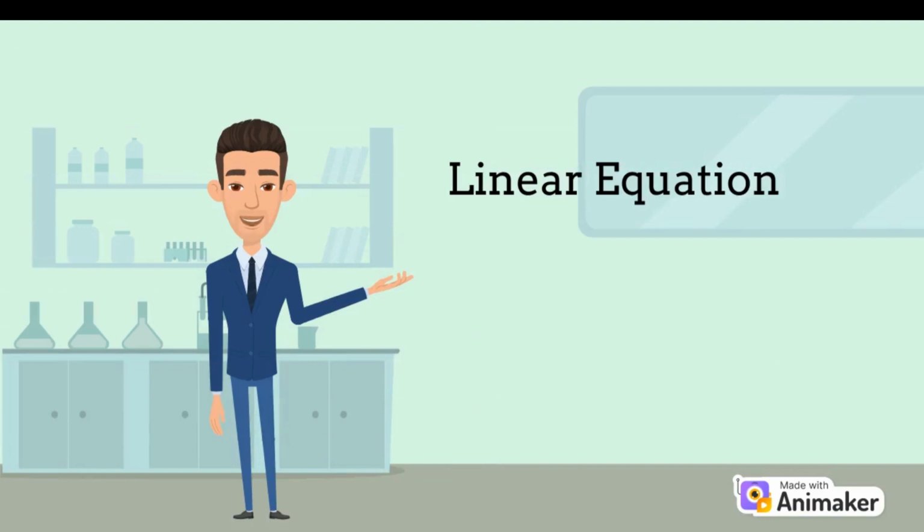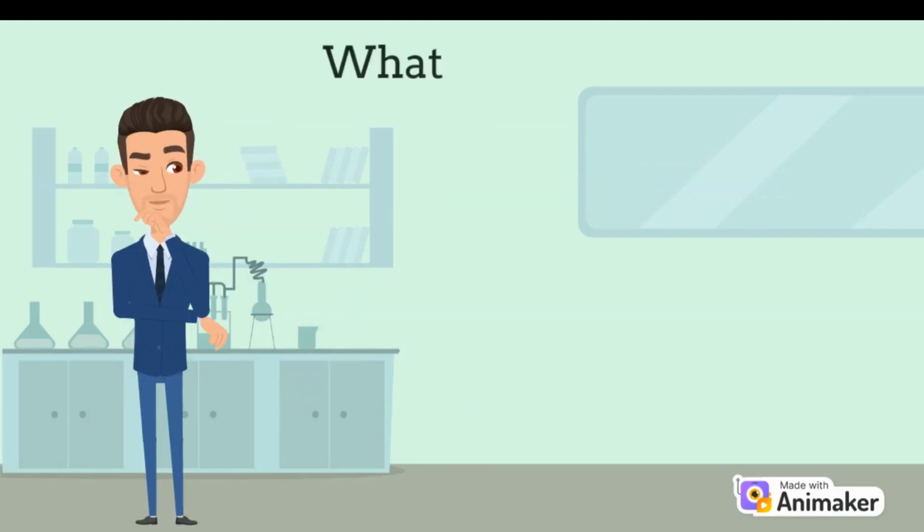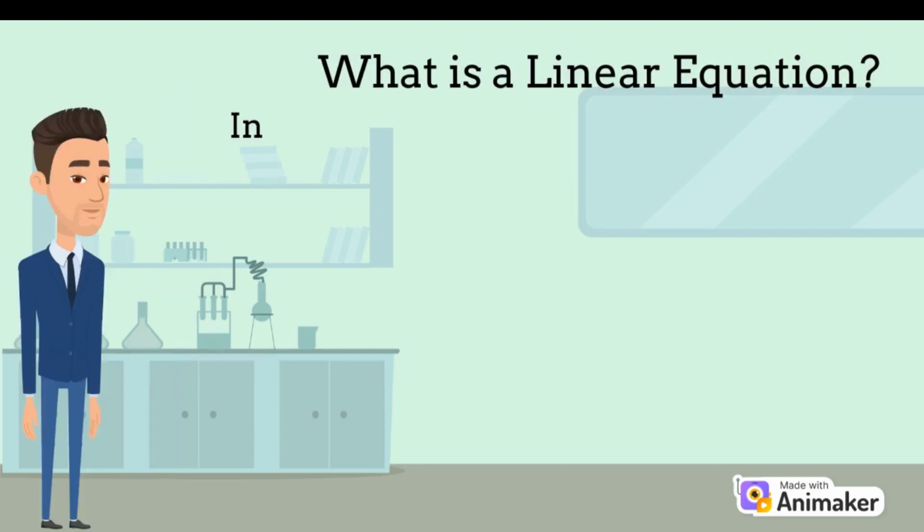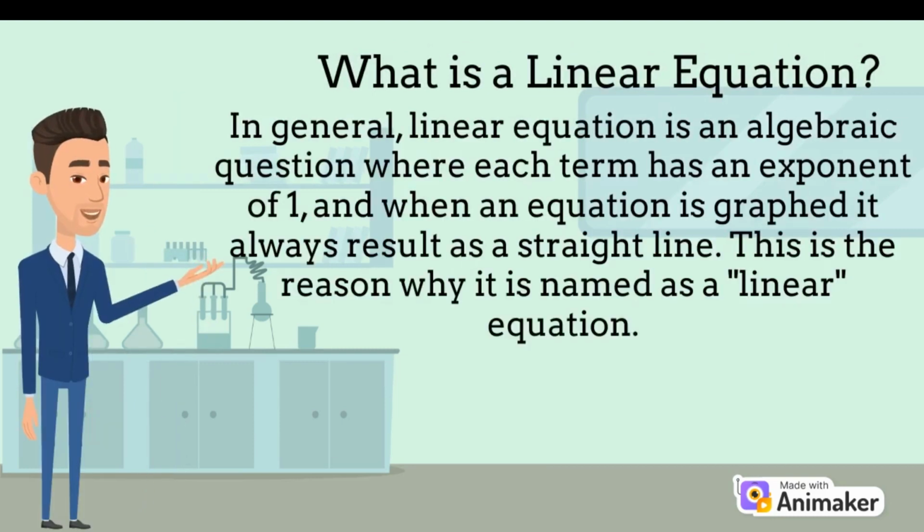We'll have a presentation about linear equation. First off, what is a linear equation? In general, linear equation is an algebraic equation where each term has an exponent of 1. And when an equation is graphed, it always results as a straight line. This is the reason why it is named as a linear equation.